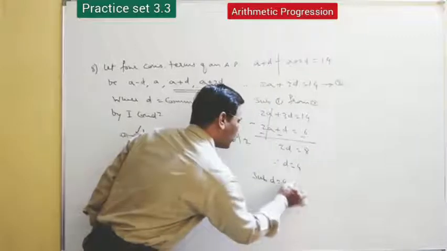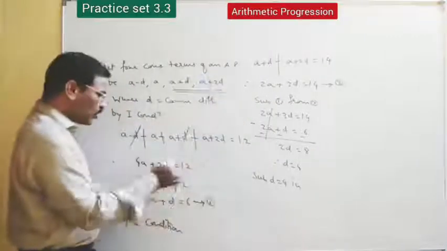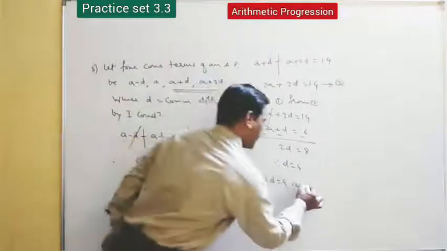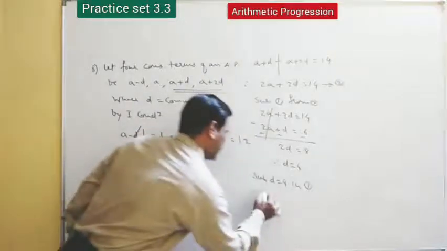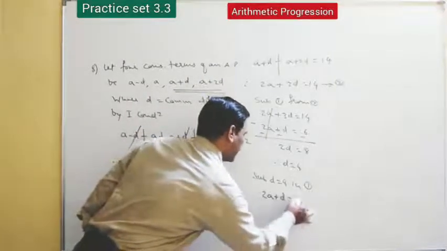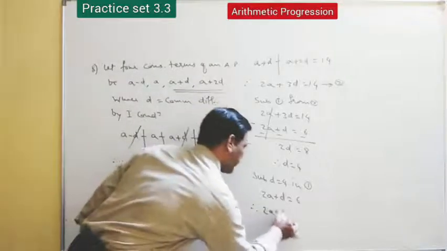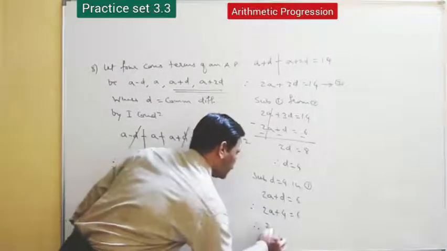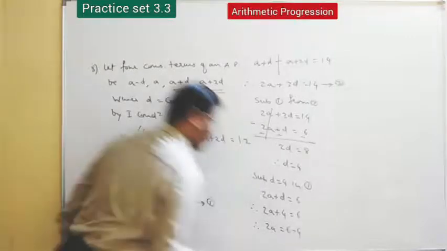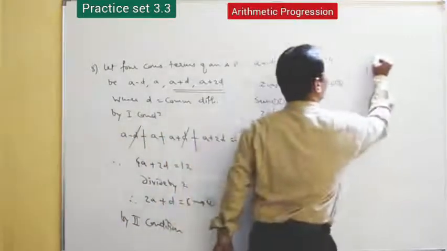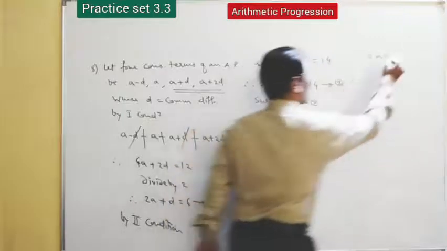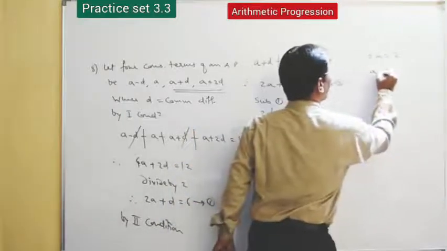Substitute d equal to 4 in either 1 or 2. I put it in 1. What is that 1? 2a plus d is equal to 6. Put here d as 4. So here this one, 2a is equal to 6 minus 4. Therefore 2a is equal to 2. Therefore a is equal to 1.